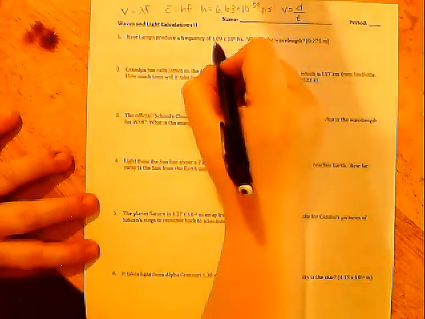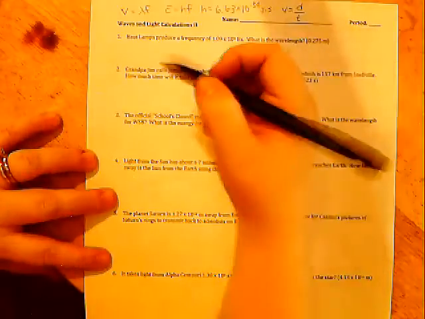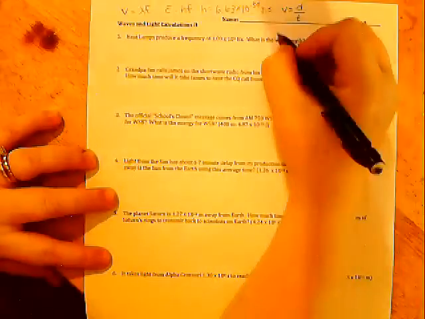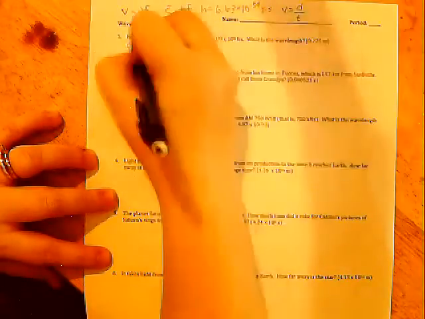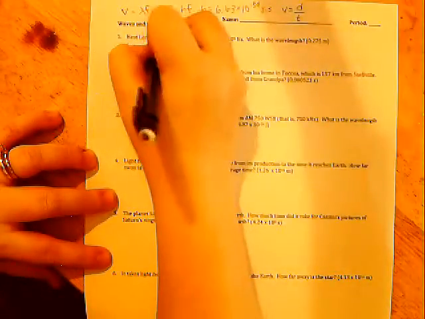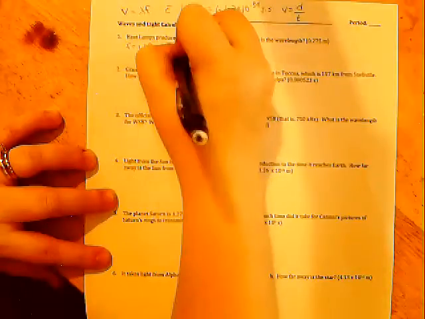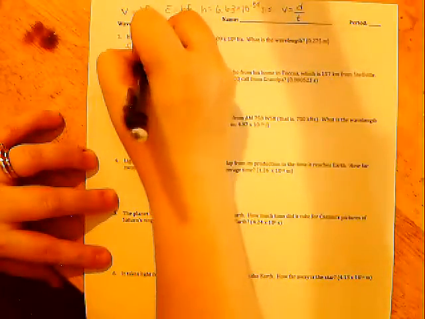All right, we should be good to go. The first problem, heat lamps produce a frequency of 1.09 times 10 to the 9th hertz. What is the wavelength? Oh, there's actually an important piece of information up here that we didn't add. I'll add it in just a second. So what they've given us, F equals 1.09 times 10 to the 9th hertz. They're asking us for wavelength.